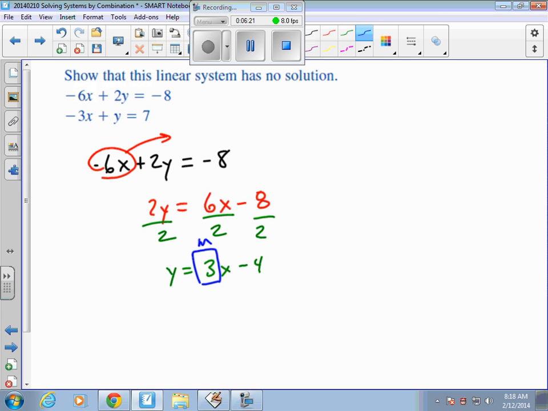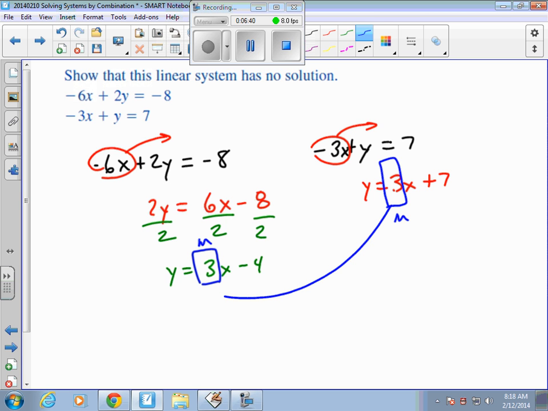Compare it to the slope value of the other equation, negative 3x plus y equals 7. This one's just a one-step equation. Move negative 3x over and it becomes y equals positive 3x plus 7. Again, showing what the m value is. It's the same value, 3. That means they're possibly parallel lines. The other part you have to check is to see if they have different y-intercepts. And they do. That makes them parallel lines. Had they had the same y-intercept, it would be infinitely many solutions, which we'll look at in just a second.